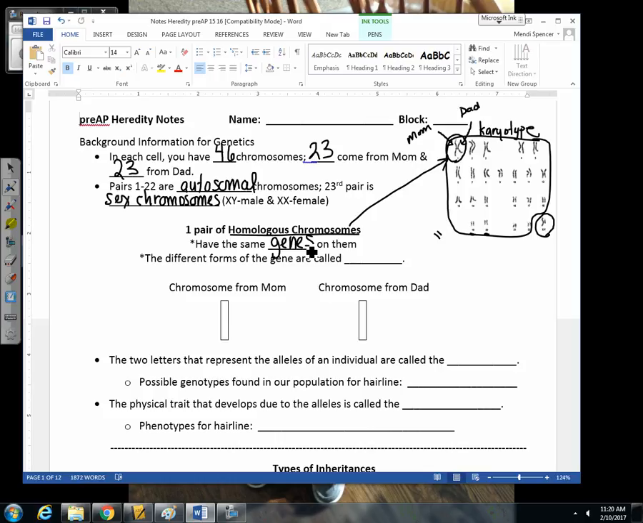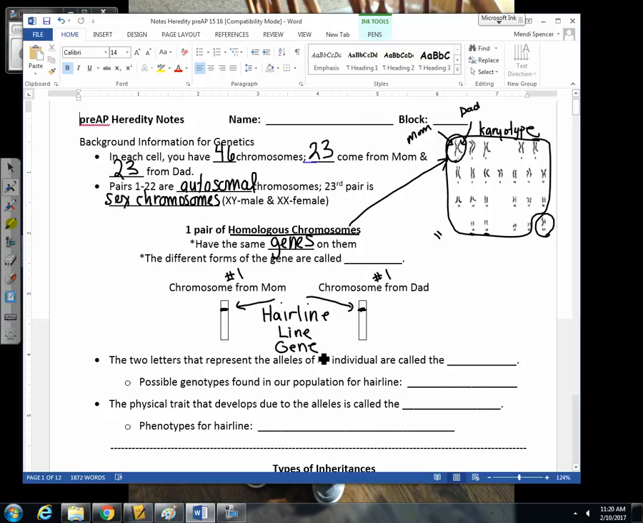Now, these genes can exist in different forms. So let's make sure you understand what I mean by that. Here is chromosome number 1 from mom, and here's chromosome number 1 from dad. The genes are the same. So if we look in this area of the chromosome, an exact same area in dad's chromosome, we're going to see the same gene is located there. So this gene is for hairline. And some of you have already talked a little bit about hairline because we can have a widow's peak, or some people have a straight hairline. So that's the hairline gene.